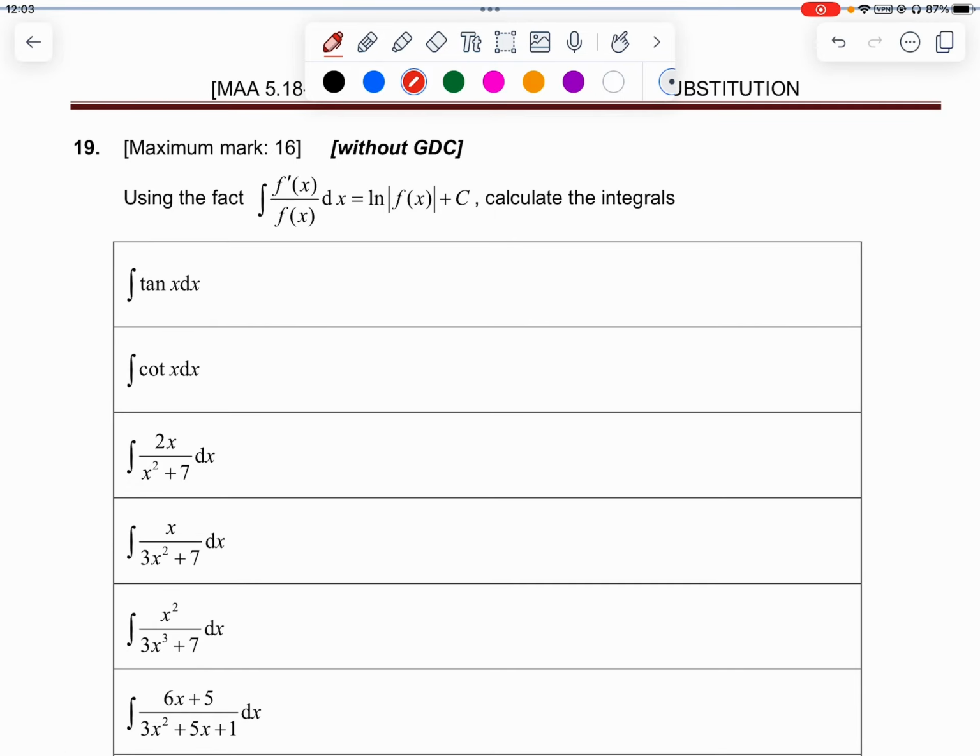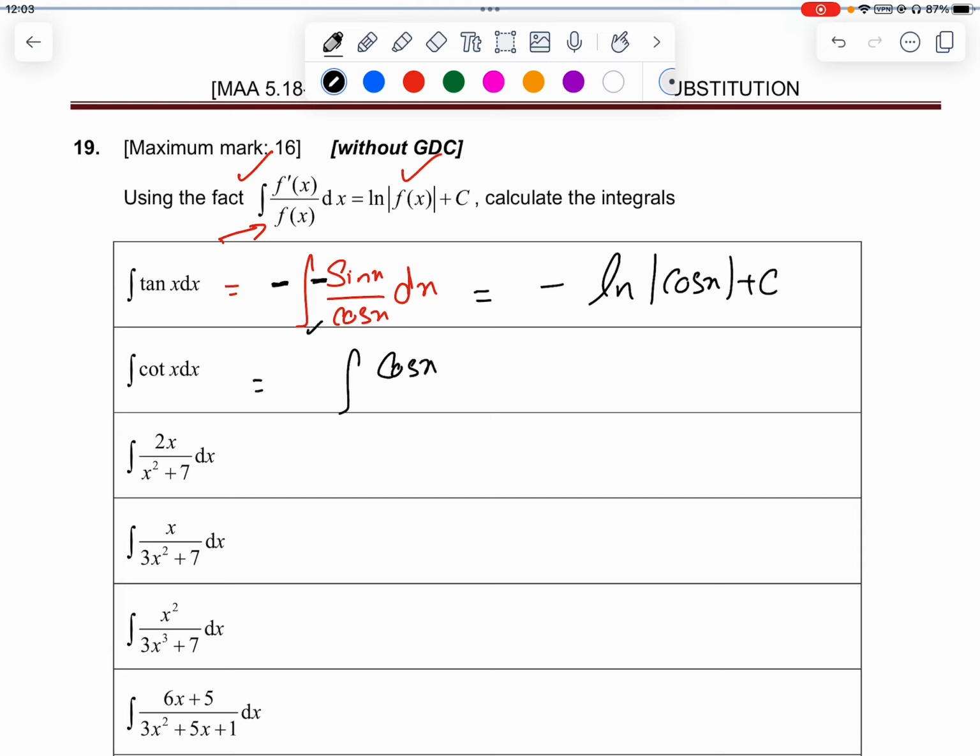Question number 19. So we have to learn this one formula. Derivative of denominator is present in the numerator, then ln denominator. So tan x can be written as sin x upon cos x dx. So what is it nothing but? Derivative of denominator should be present in numerator. So minus is missing. Multiply by minus and minus. So it becomes minus ln cos x. Derivative of denominator should be present in numerator, whereas cot can be written as cos upon sin x. So it becomes ln sin x.